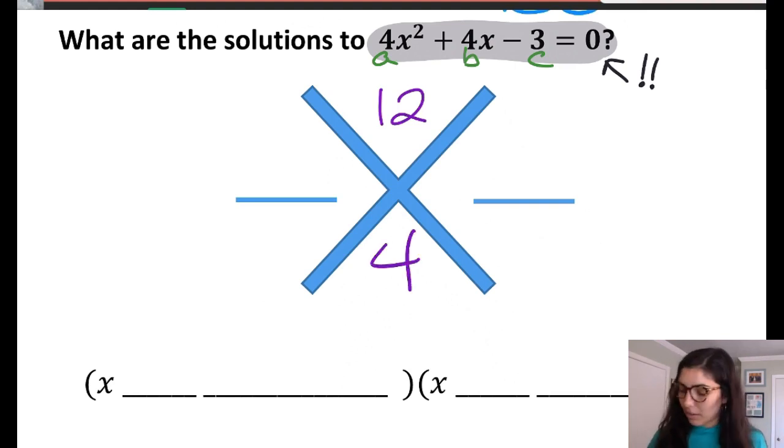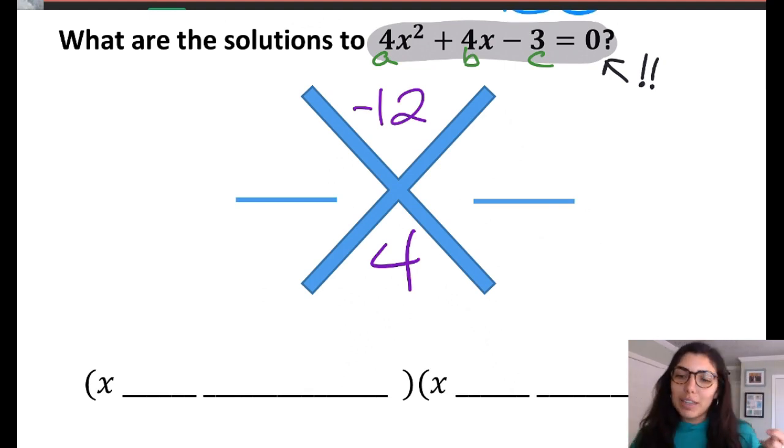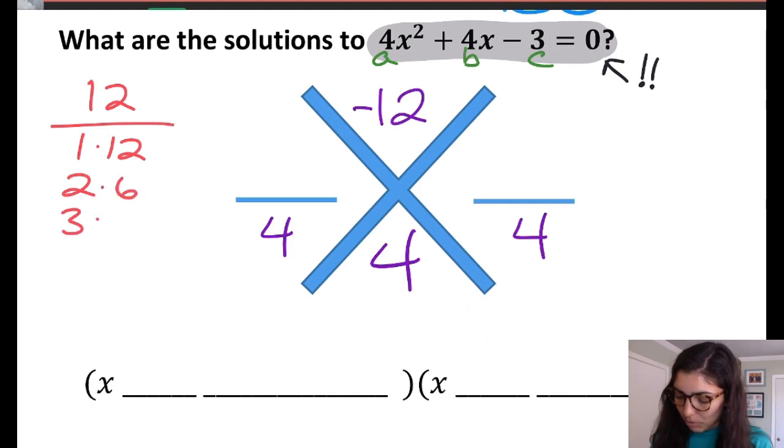So 4 times negative 3, Miss Quigley, that's a negative 12. You are correct. Okay, 4 times negative 3 is negative 12, and then the 4 from the B goes into the bottom. Now underneath the division signs is the A, so that's 4. I find 2 numbers that will multiply to negative 12 and will add to 4. The numbers that multiply to 12 are 1 times 12, 2 times 6, and 3 times 4.